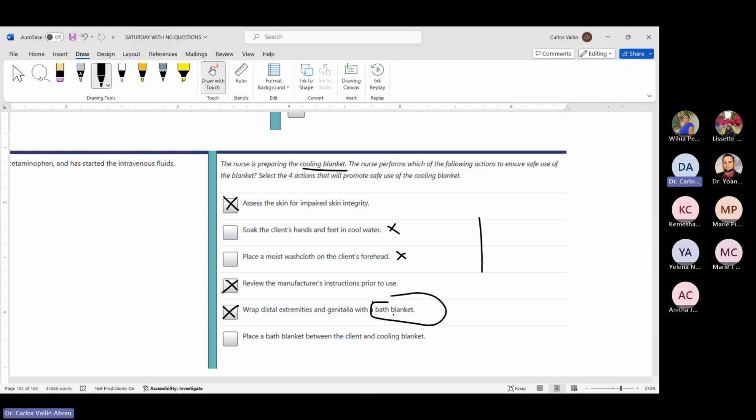That is a blanket that has circulation in the interior, a system of tubes connected with a machine that is making circulation of cold water in the blanket. The bath blanket is a towel that is not cold. It's to protect the client. Place a bath blanket between the client and the cooling blanket.